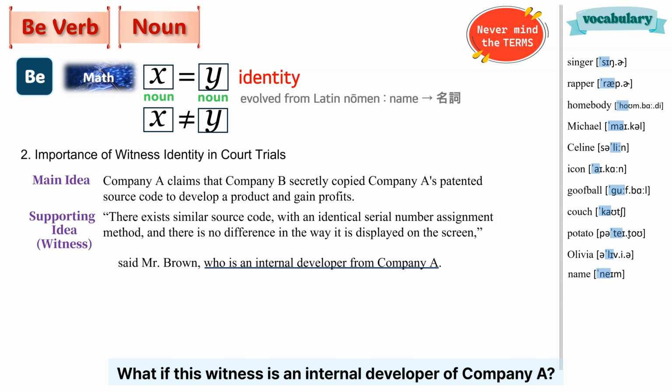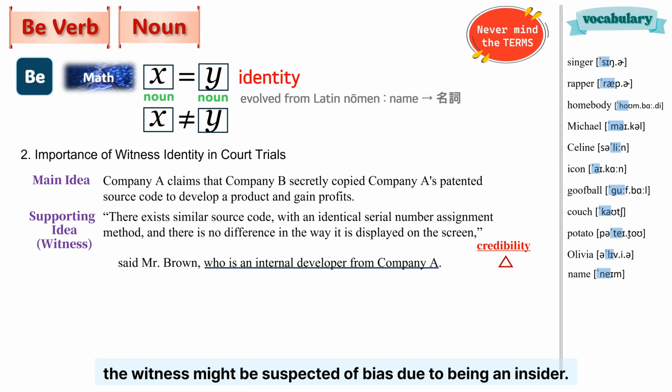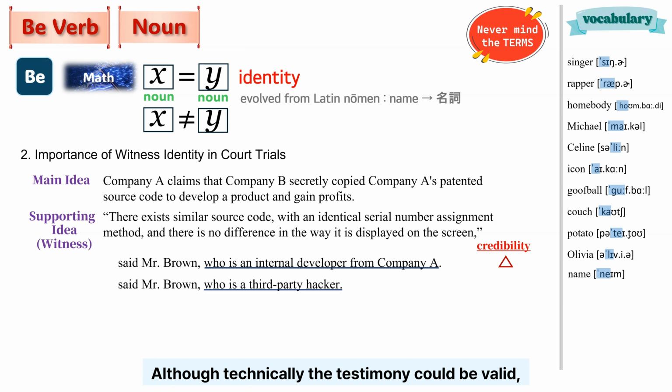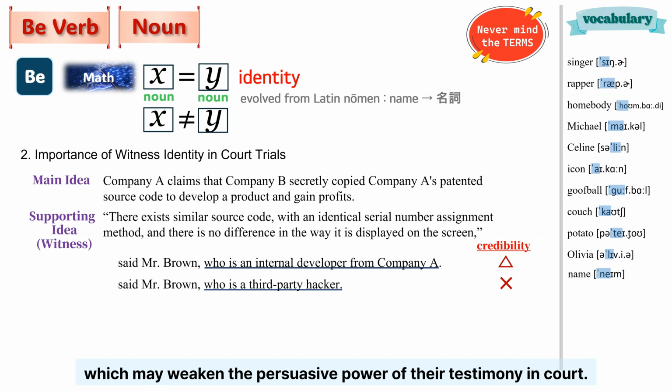What if this witness is an internal developer of Company A? While not lacking credibility, the witness might be suspected of bias due to being an insider. What if the witness is, by the same name, a third-party hacker? Although technically the testimony could be valid, hackers generally have a negative stereotype related to ethical issues, which may weaken the persuasive power of their testimony in court.